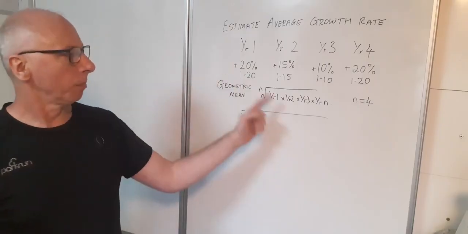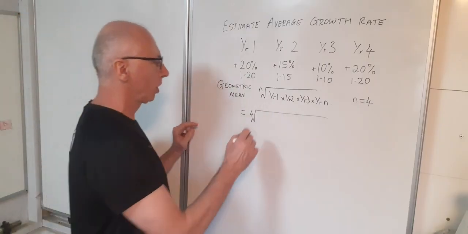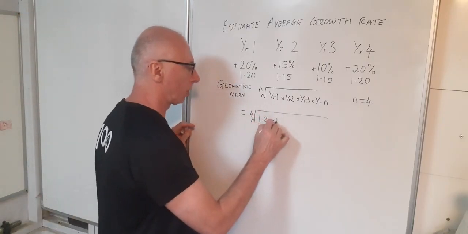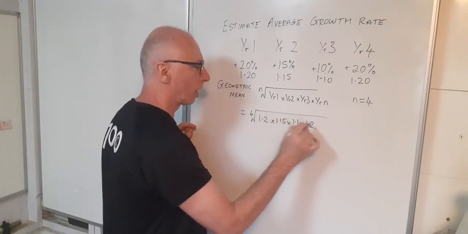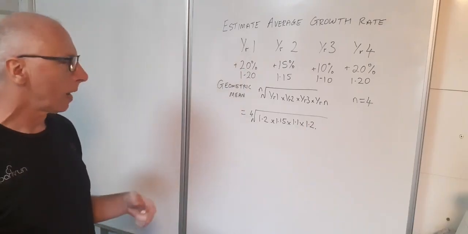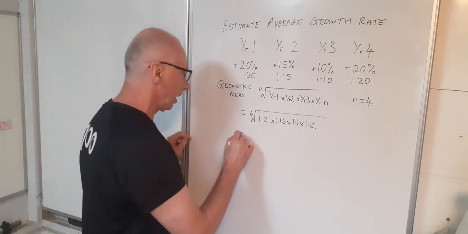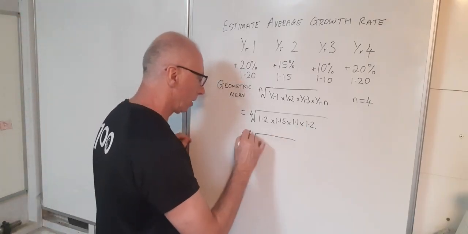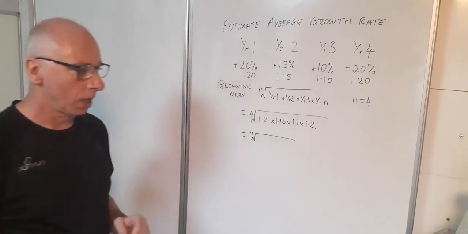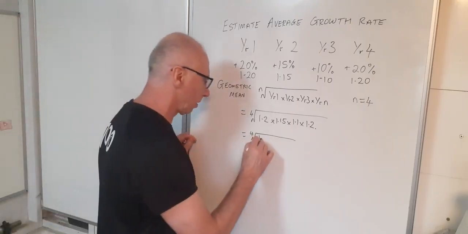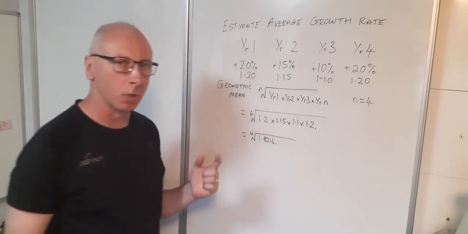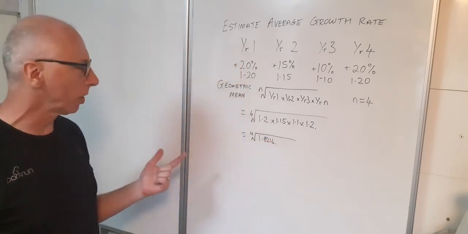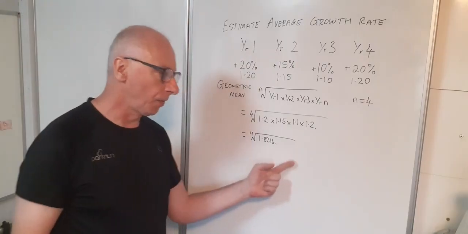So now what we're going to do, put them inside the root and multiply them all together. So we've got 1.2 times 1.15 times 1.1 times 1.2. So multiplying all that together in your calculator, you'll then end up with the 4th root of 1.8216. Approximately, that is. Maybe there's some more decimal places. You will see that when you put it in your calculator. And then take the 4th root of that.